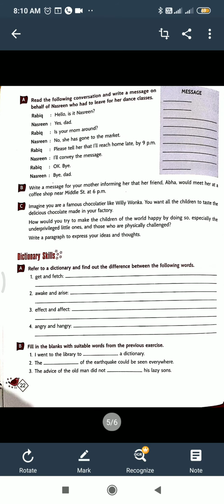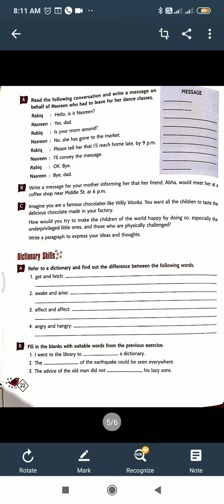Next, read the following conversation and write a message on behalf of Nasreen, who had to leave for her dance class. Within a short and clear message you can write. Short and clear message. Okay. So, first read it clearly.